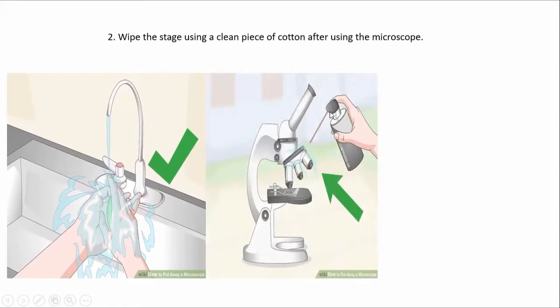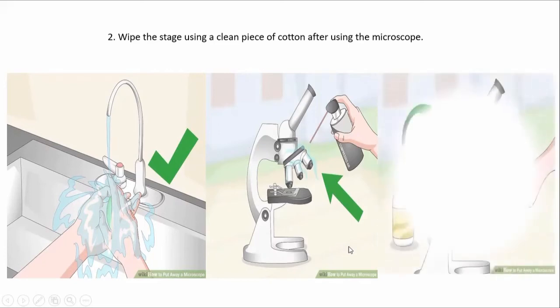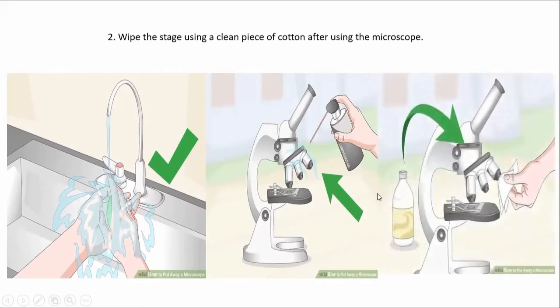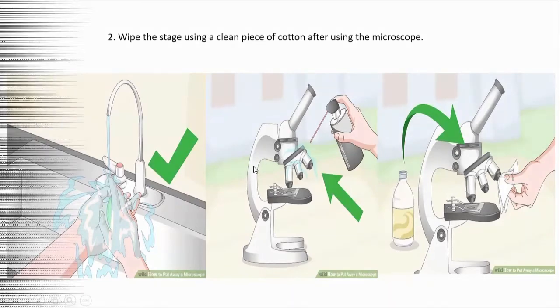This one is an air compressor. You can buy air compressors from the markets. You can use an air compressor to remove the dust particles from a microscope. And also in the pharmacies or even the markets, you can get lens cleansers. You can use a lens cleanser to wipe the microscope and also the objective lenses. Okay, so let's move on.